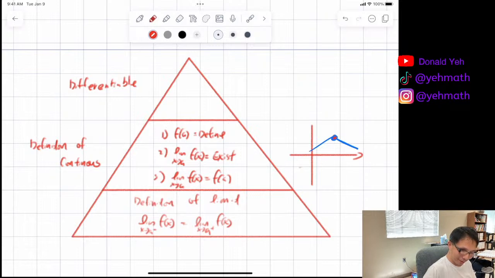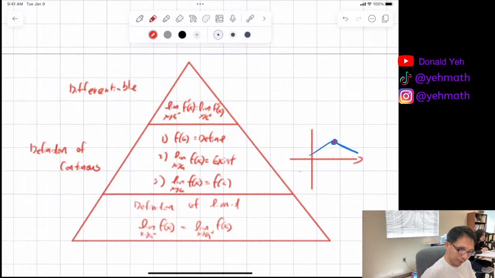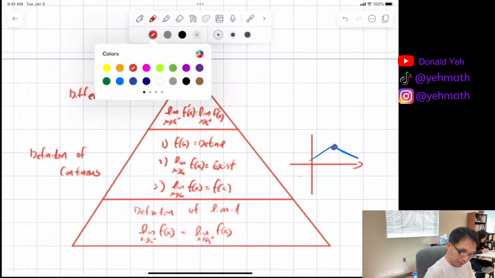Okay, so for this one, it's going to be the limit as x approaches a from the left of f prime of x equal to the limit as x approaches a from the right of f prime of x. So this is called differentiable. The slope on the left and the slope on the right have to be exactly the same. So let's talk about when it's not differentiable.